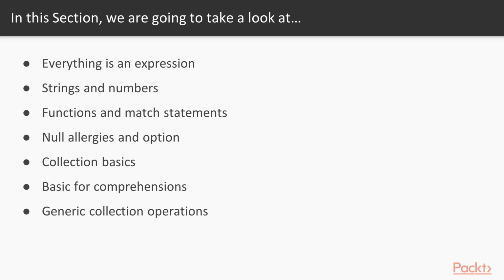Then we'll talk about functions and match statements, which go hand in hand to help us do some pretty nice, powerful interactions between different pieces of code. Then we'll talk about null allergies and the option type that Scala uses to avoid dealing with nulls and null pointer exceptions. Then we'll talk a little bit about collections, first by discussing the basics around Scala collections and how to interact with them, then discussing the basics of how to use for comprehensions to work with collections, and finally, discussing a couple of generic collection operations that are useful in a very, very wide variety of situations.